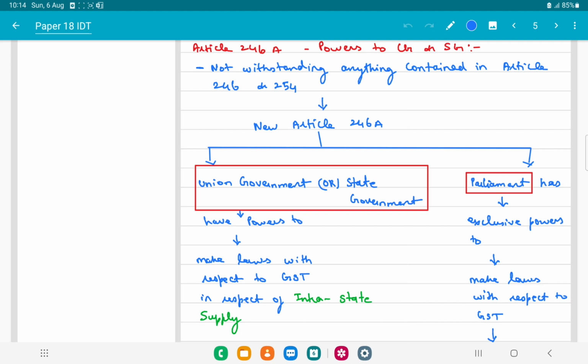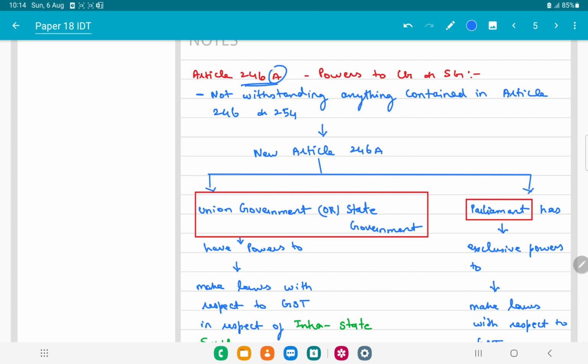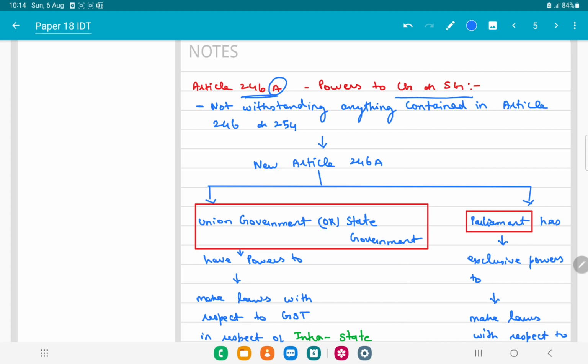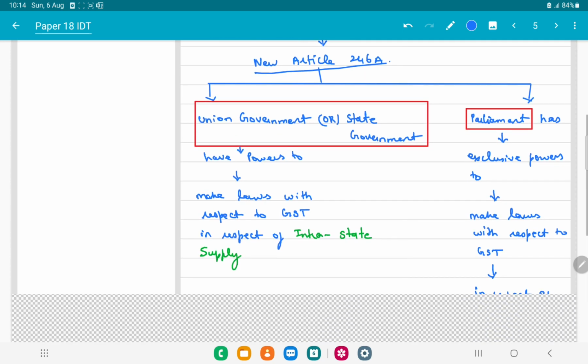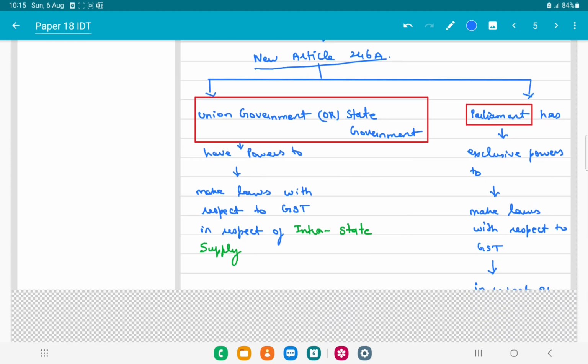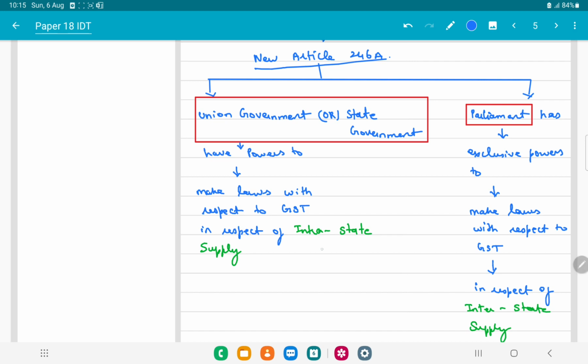there was a new article inserted, article 246A, power to central government and state government. So notwithstanding anything contained in Article 246 and 254, you need to understand what new Article 246A now tells. It says union or state government both have power to make law with respect to GST in respect of intra-state supply. Okay, so union and state both have power to make law with respect to intra-state supply.